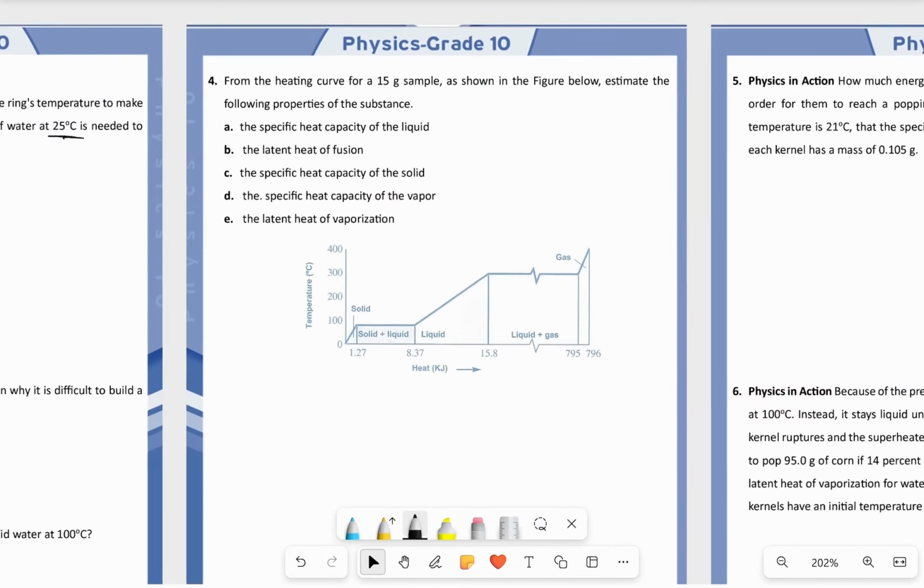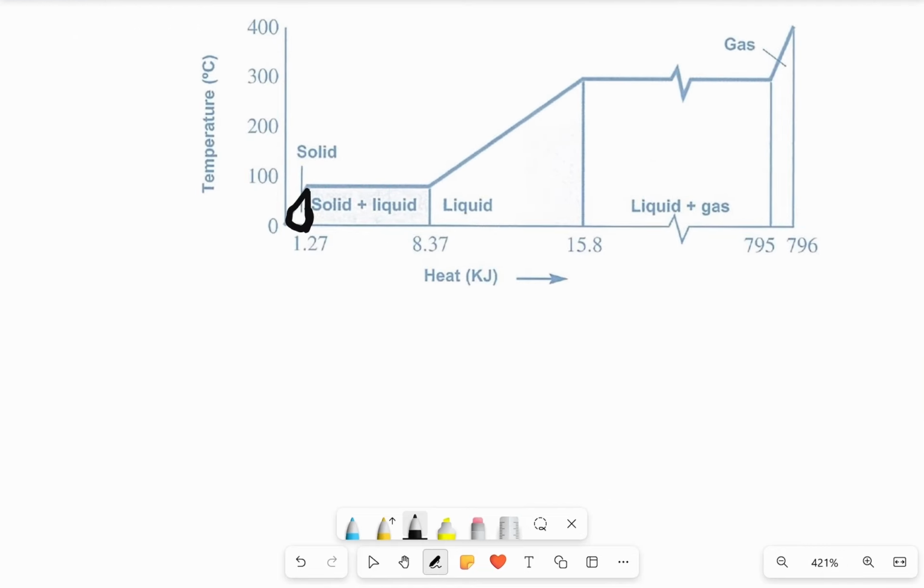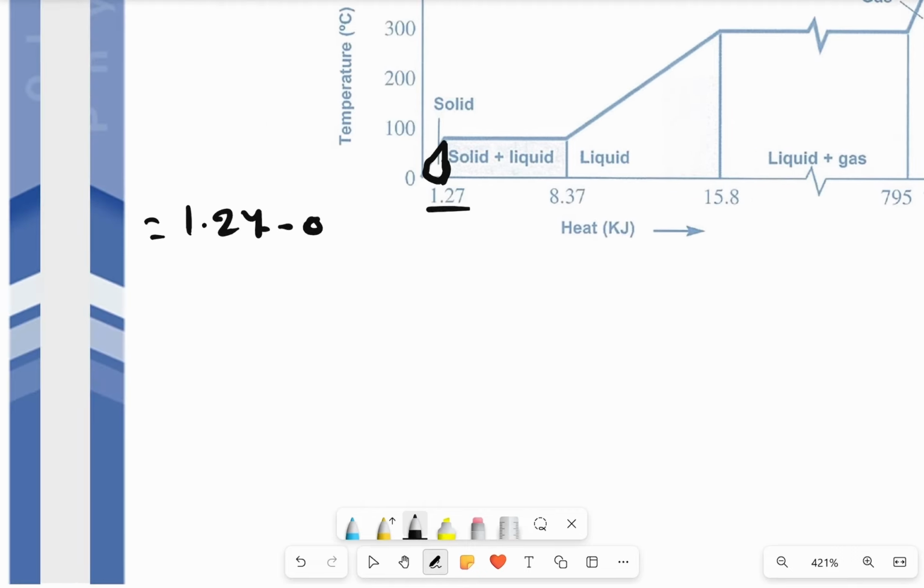C, it says the specific heat capacity of the solid. This is the solid here. Q is going to be 1.27 minus 0, so we already found our Q. This is going to be Q, which is equal to 1.27 times 10 to the power of 3 joule.